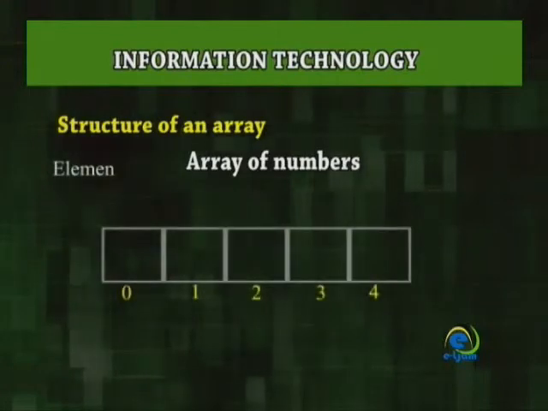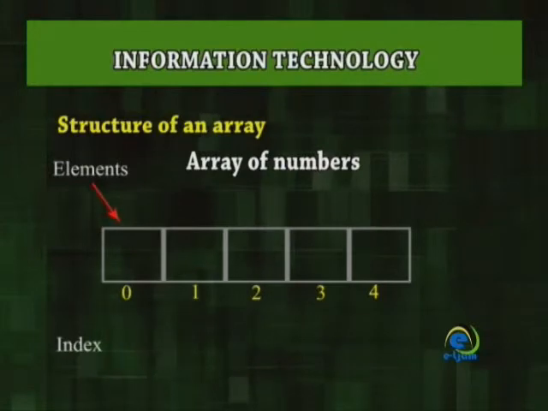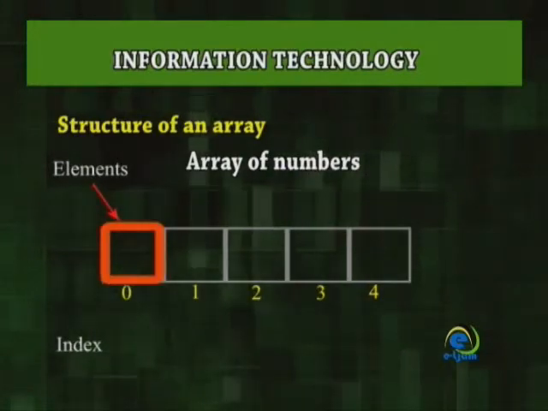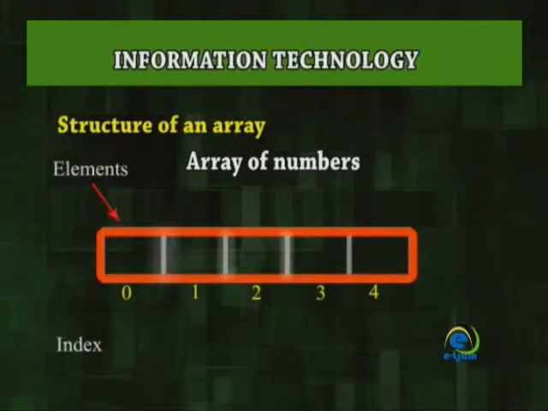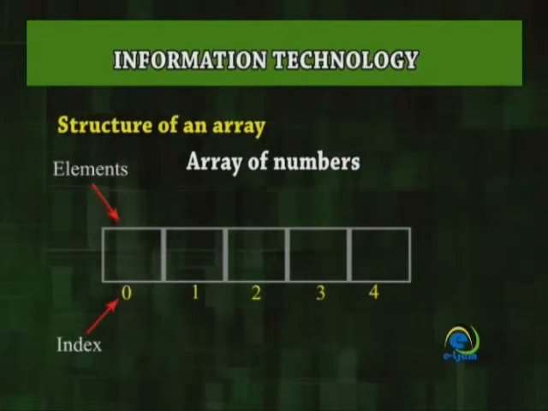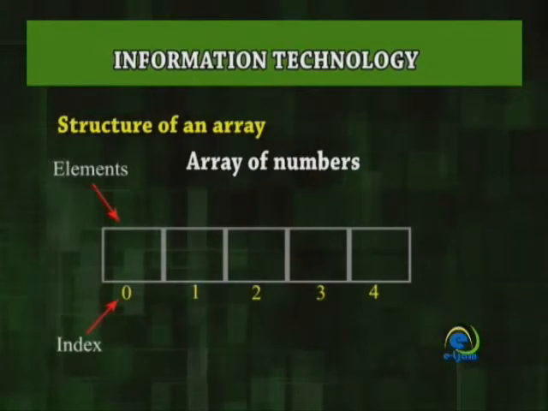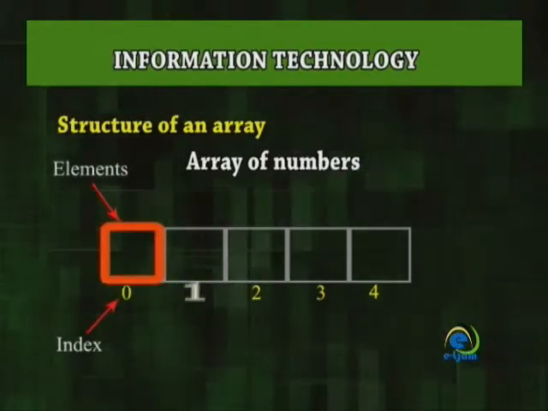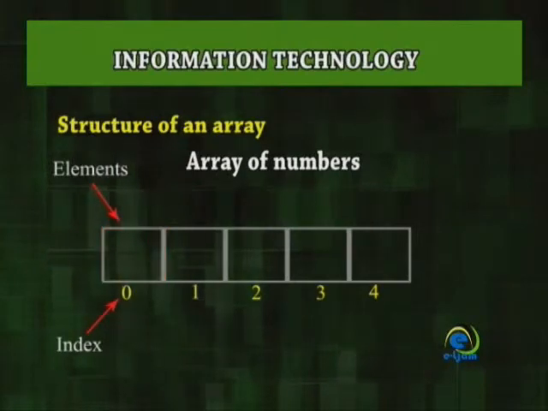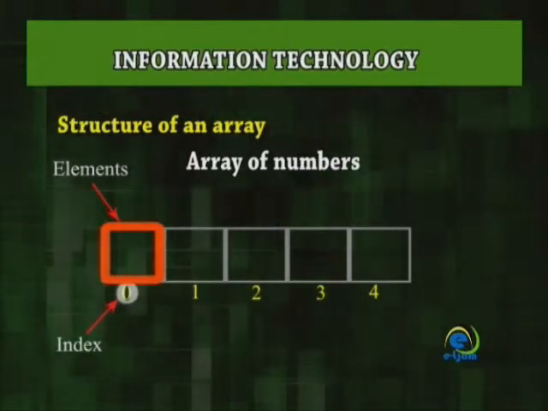Structure of an array. An array consists of its elements and its index. Element is the value stored at a particular position in the array. An array of size 5 will contain a maximum of 5 elements. Index is the position in an array where information is stored. In some programming languages, the first element in the array is stored at index 1, while in others, the first element is stored at index 0. We will focus on using index 0 to store our first element.